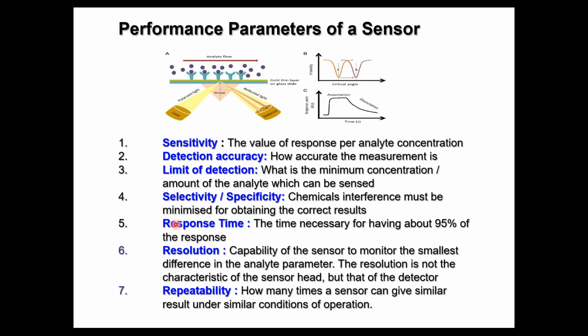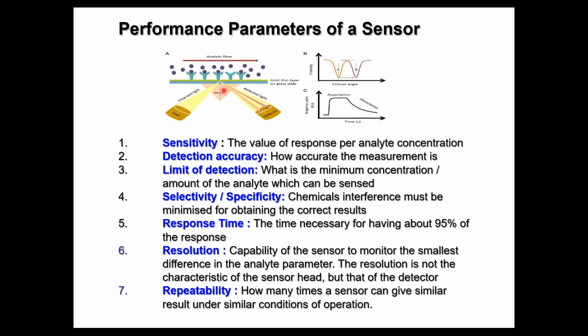Some of the important parameters of any kind of sensor is sensitivity. The sensitivity is the value of response per analyte concentration. I'm not generalizing this. For example, for an SPR based sensor that we discussed earlier, this can be a sensor for sensing a chemical parameter or a biochemical molecule.